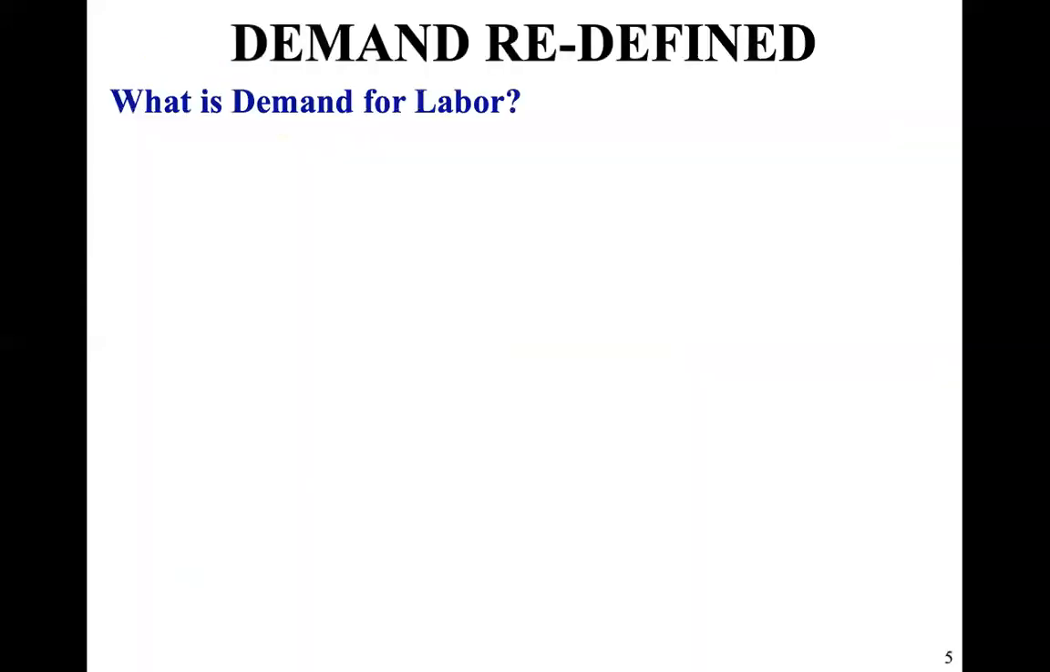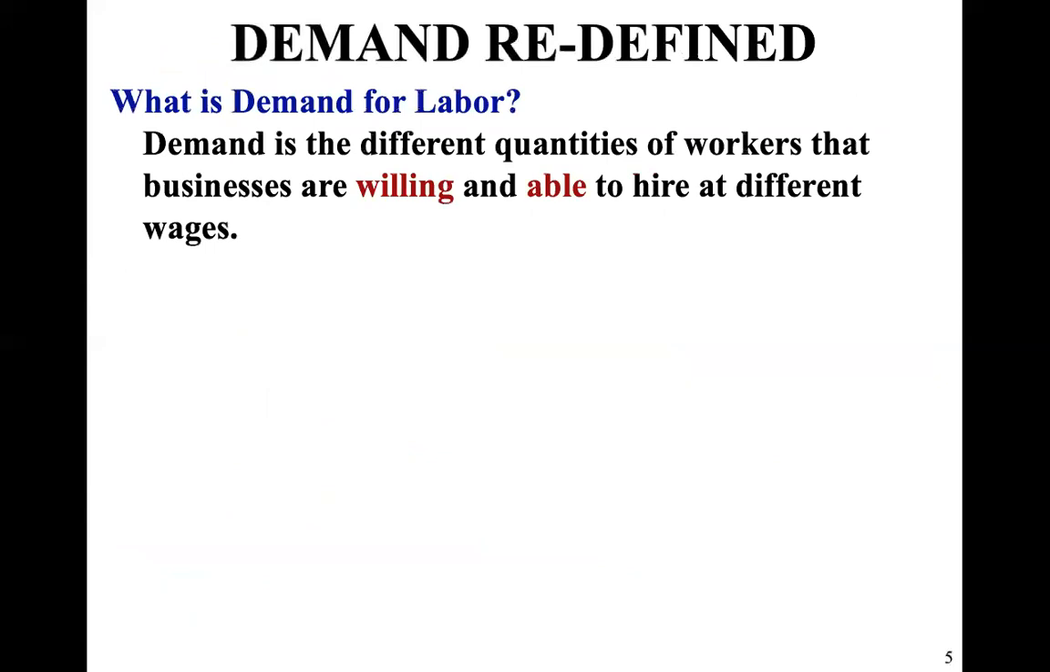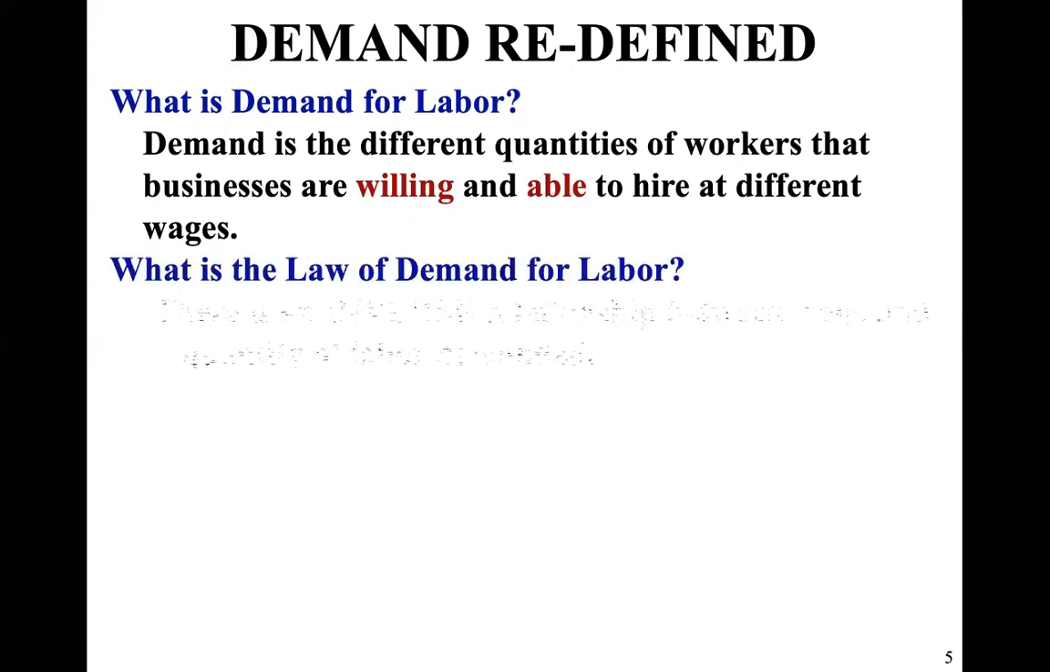So given those characteristics of the market, let's look at the demand and let's look at the supply. The demand for labor is the different quantities of workers that businesses are willing and able to hire at different wages. And again, the thing here that's a little bit different is the businesses or the firms are doing the demanding. And the law of demand is still going to hold.